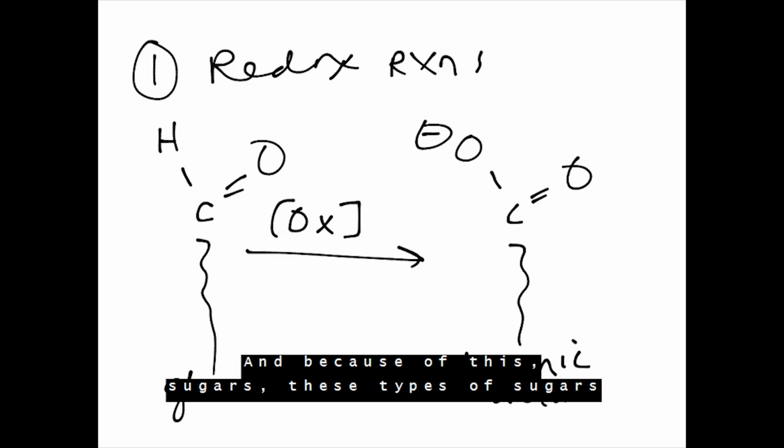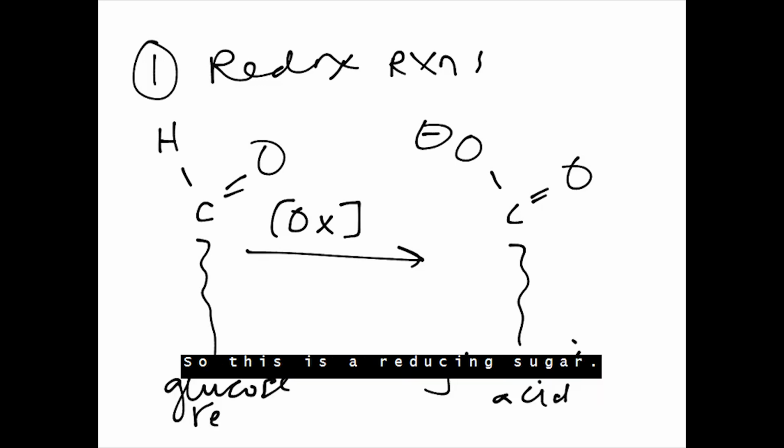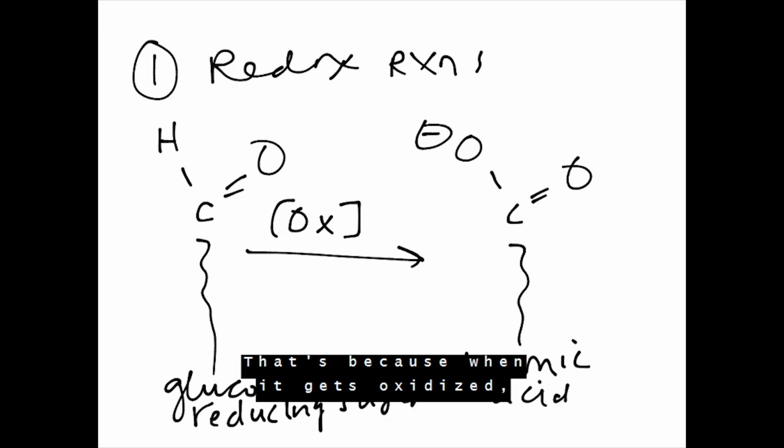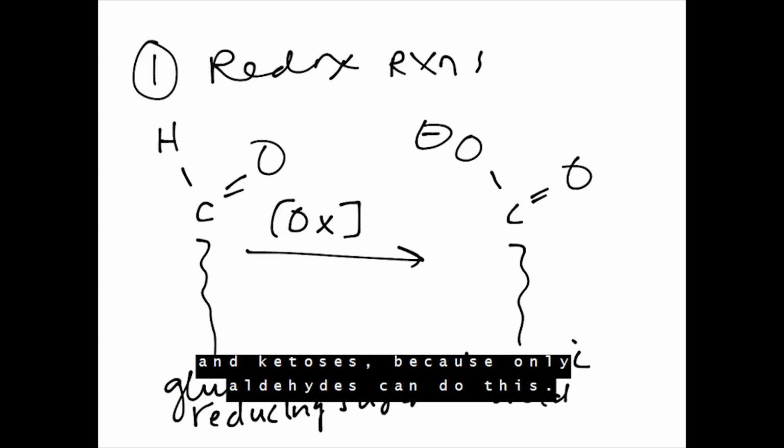And because of this, these types of sugars that can do this chemistry are called reducing sugars. So this is a reducing sugar. That's because when it gets oxidized, it causes something else to get reduced. And so this is a good way to differentiate between aldoses and ketoses, because only aldehydes can do this. However, I will say that sometimes those carbonyls in a ketose can move, and you end up with an aldose, and you get the same type of reaction chemistry.